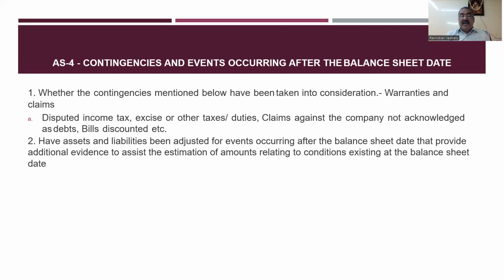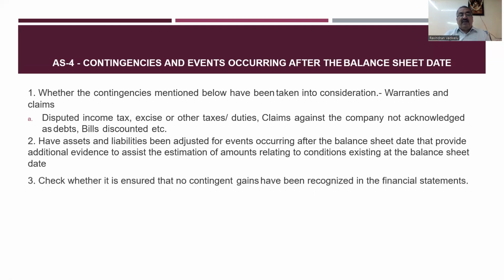Next thing is, have the assets and liabilities been adjusted for events occurring after the balance sheet date that provide additional evidence to assess the estimation of the amounts relating to conditions existing at the balance sheet date? Sometimes only the invoice has come, the asset has not come; sometimes the asset has come, but the invoice has not come. So they would have passed a journal entry clearly mentioning that the event occurred after the balance sheet date, but this transaction pertains to the current year. Based on the situation, you can decide.